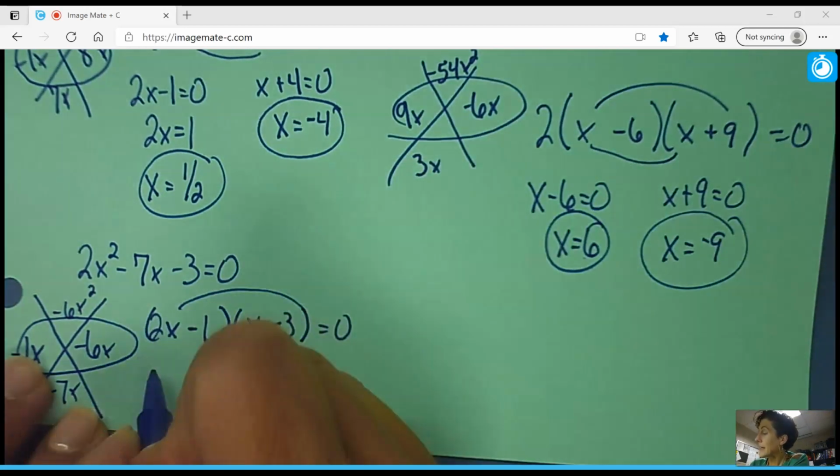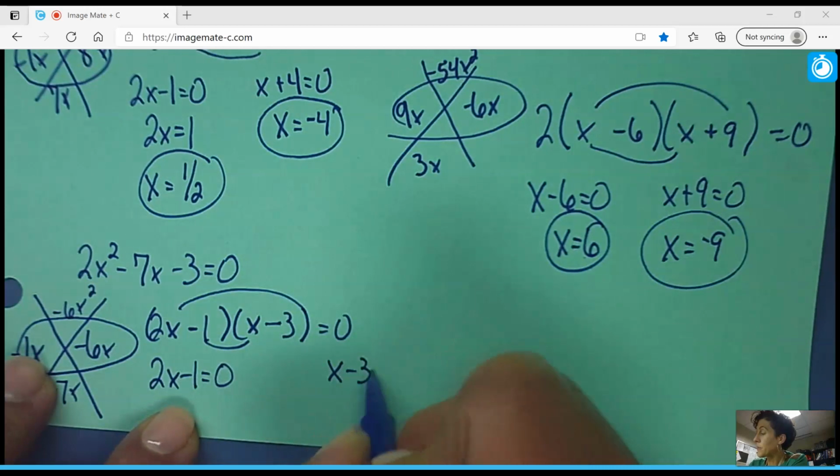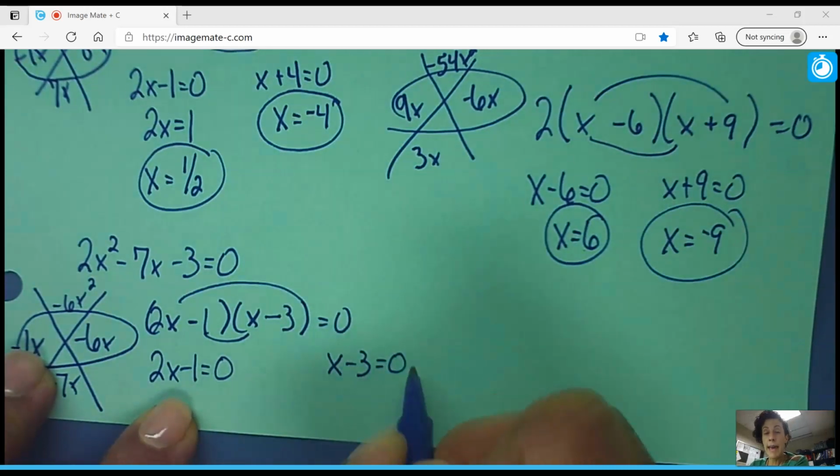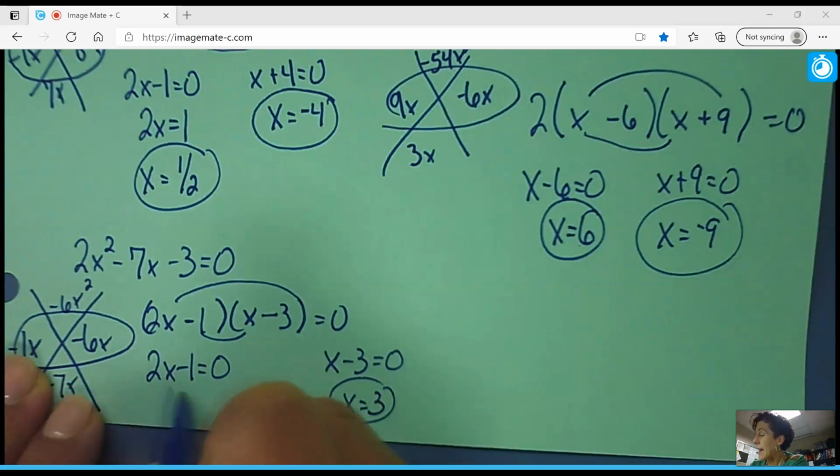And now I can set each factor equal to 0. We'll start with our easier one. Here I would just add the 3 over, so one answer is 3. And in this one, I'd add the 1 over.